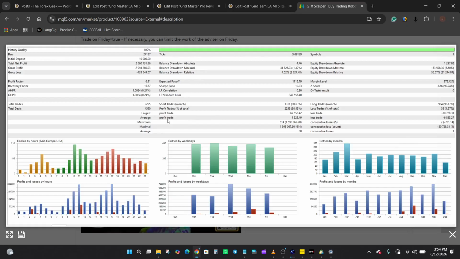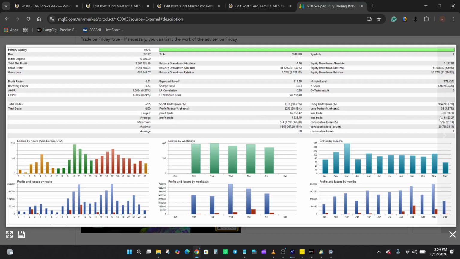Okay, so now looking at the strategy tester reports displayed here, initial deposit shows $10,000, total net profit about 2.56 million, and the total trades taken were 2,295, out of which 2,259 were profitable. That gives us a 98.43% win rate.